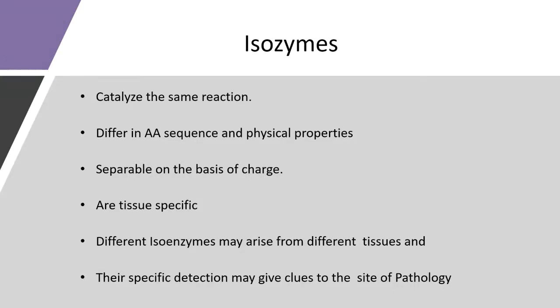And these isozymes are tissue specific. Means one type of isozyme is present in an X organ, and B type of isozyme is present in a Y organ. But they are always related with these organs. The B isozyme will not be present in the X organ, or the A isozyme will not be present in the Y organ. So on the basis of the estimation of these isozymes, we can locate the particular site or particular tissue, because they are tissue specific. And different isozymes may arise from different tissues, and their specific detection may give clues to the site of pathology.